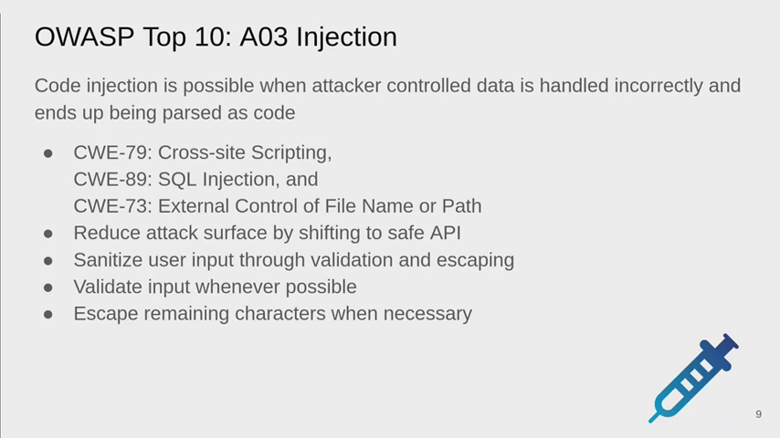You can reduce your attack surface by shifting to a safe API, sanitize user input through validation and escaping. Like make sure that you actually get what you expect. So for example, if your web application expects some JSON file that contains a string, make sure it's actually a string and not an array of strings, right? Or a hash map of strings or whatnot, that it's the right and correct data type. Validate input whenever possible. Make sure that it's in a range that you expect, and then escape any remaining characters when necessary.